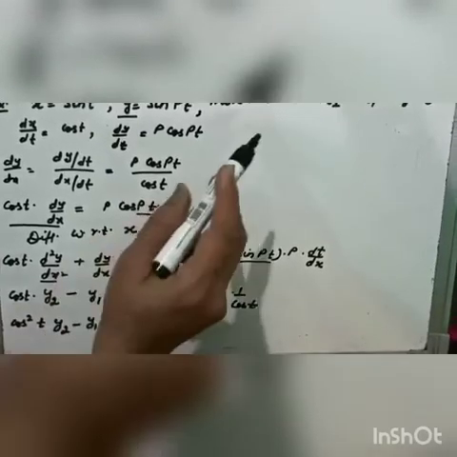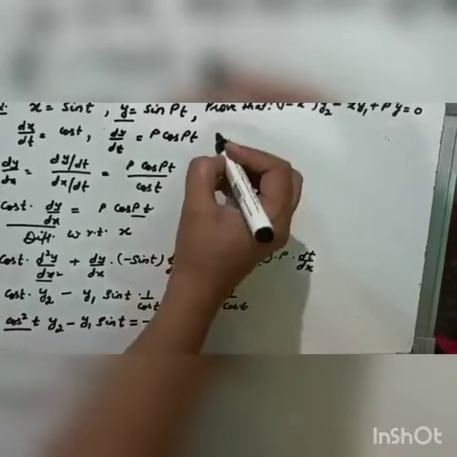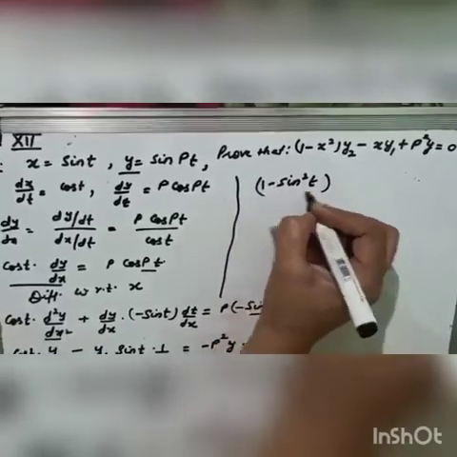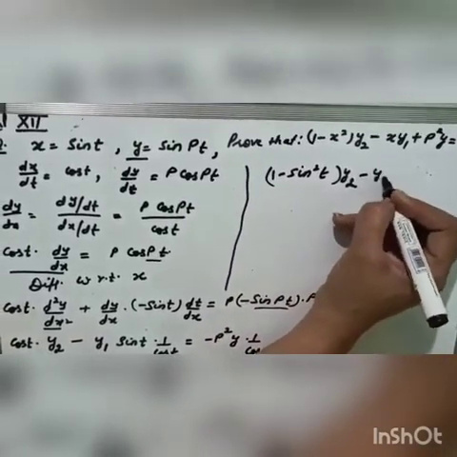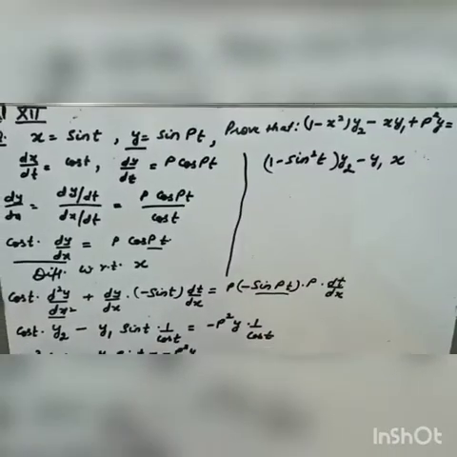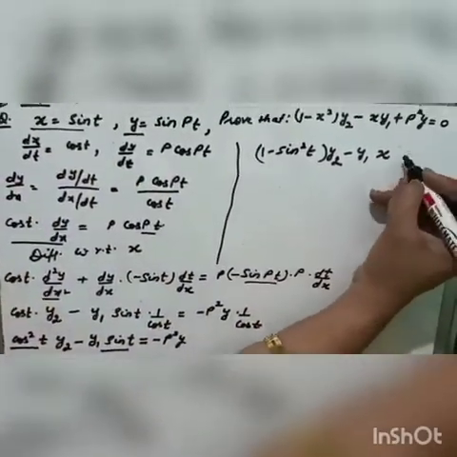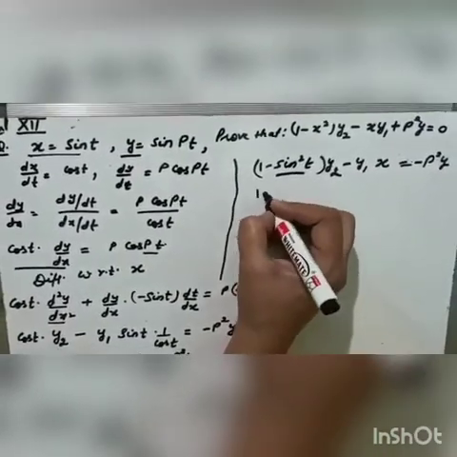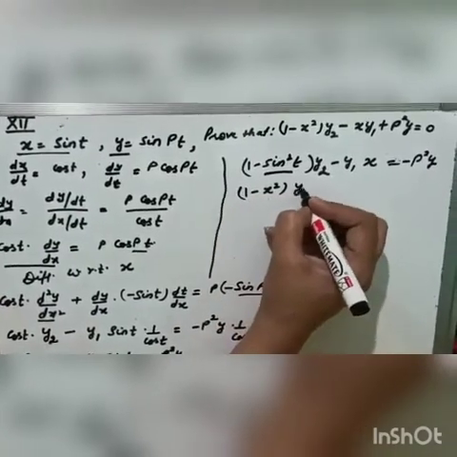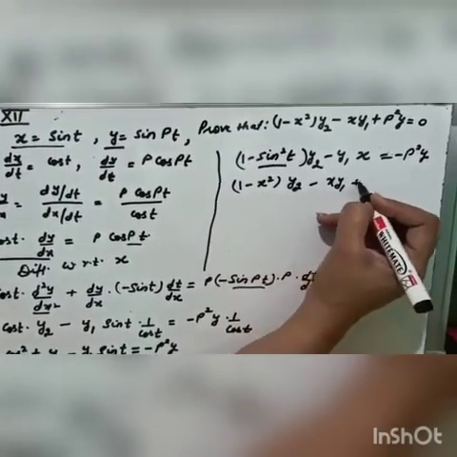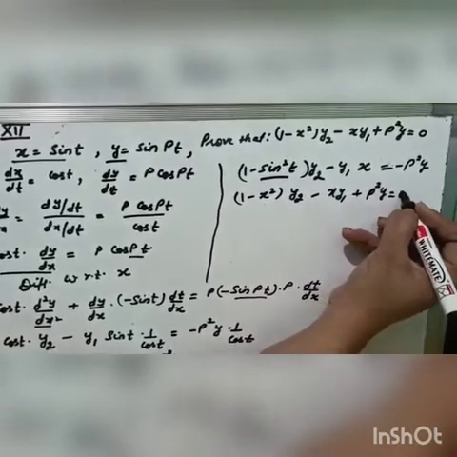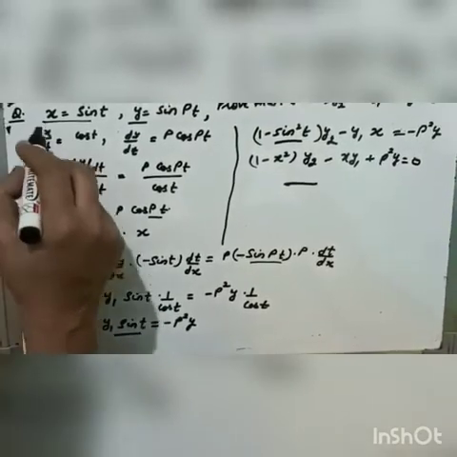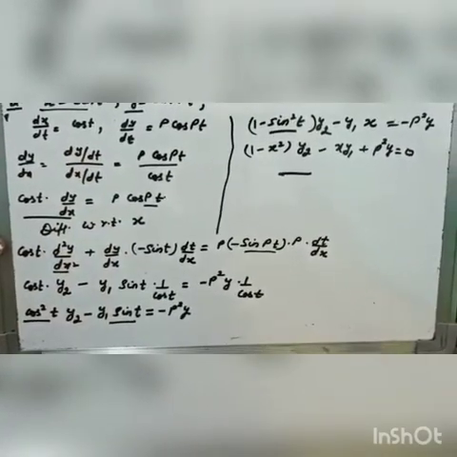Now if we compare our answer, this cos square t can be written as 1 minus sin square t into y2 minus y1. Sin t can be written as x. This sin t is actually our x, equal to minus p square y. So sin square t is again x square, so 1 minus x square y2 minus x y1 plus p square y is equal to 0. So hence we get the required result. So this is a very important question and you need to remember the process applied in the question.